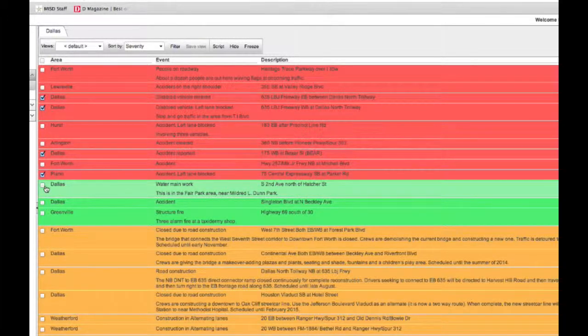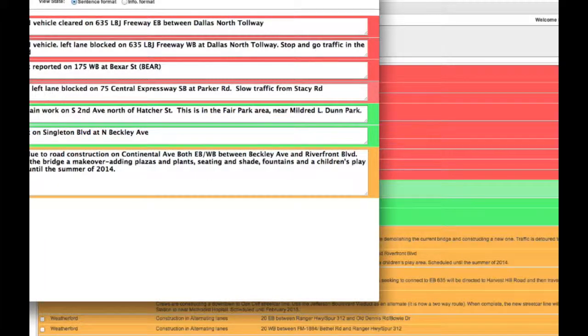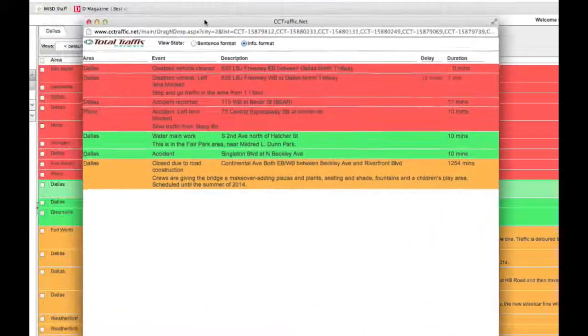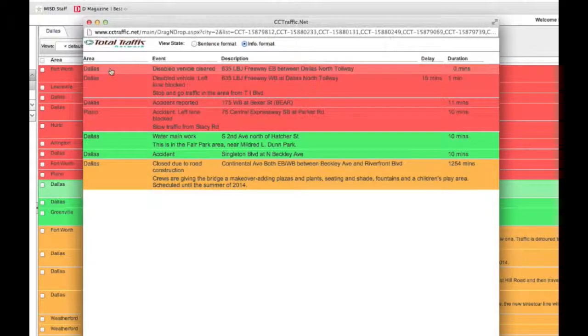We have a water main break in Dallas and an accident. And you know what? I'm going to choose a construction too for a sample. As you can see, we have one Plano and the rest are Dallas. I want to take you over to info format first. Here we can talk about POLDAX.